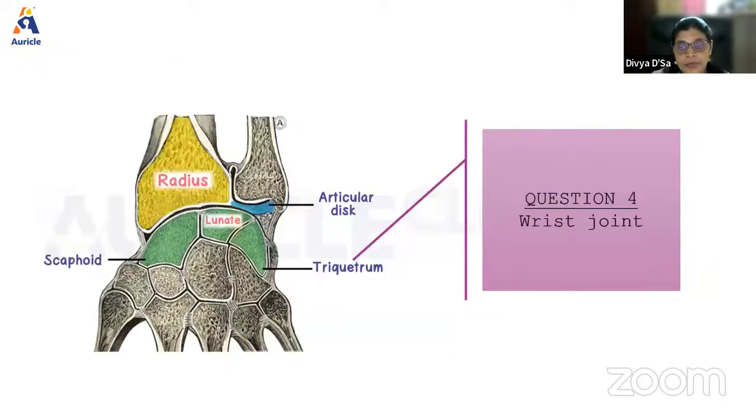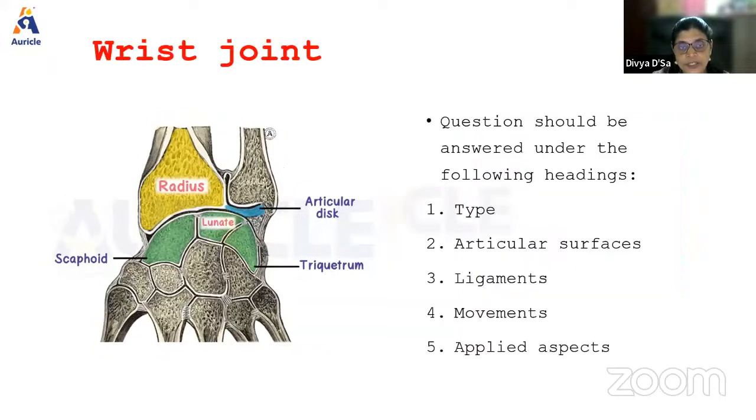Then we have the wrist joint. Again, like any joint, you write the type, articular surfaces, ligaments, movements, and applied aspects. The wrist joint is a synovial joint, a saddle type of synovial joint. The articular surfaces, you should know, are formed between the radius, the scaphoid and the lunate. These bones form the wrist joint.